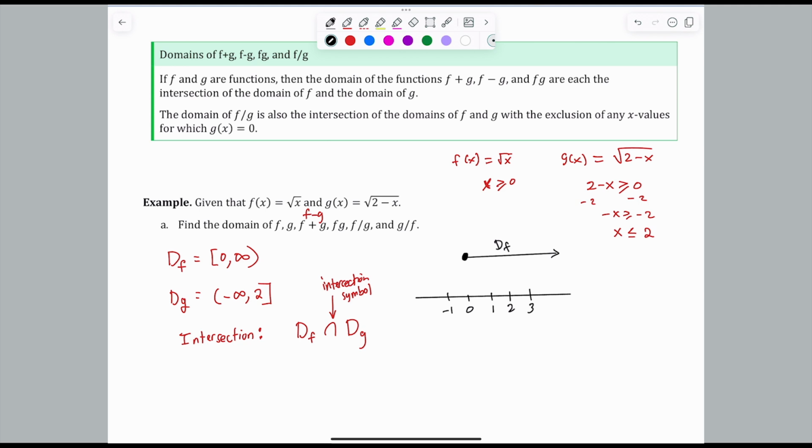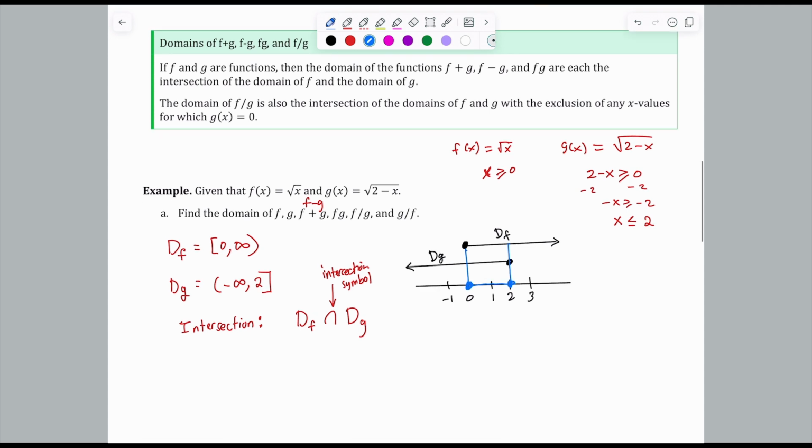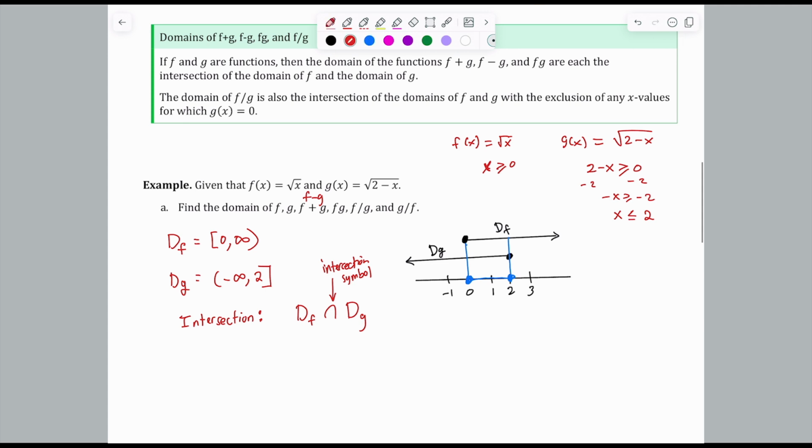All right, now if you were to graph the other inequality, or the domain of g, we would have a closed filled in circle at 2, and then shade everything to the left. And that's the domain of g. But where do they overlap? Well, you notice they overlap here and here. In other words, you want everything between 0 and 2. So the domain of the sum, the difference, and the product is going to be where they intersect, where they overlap.